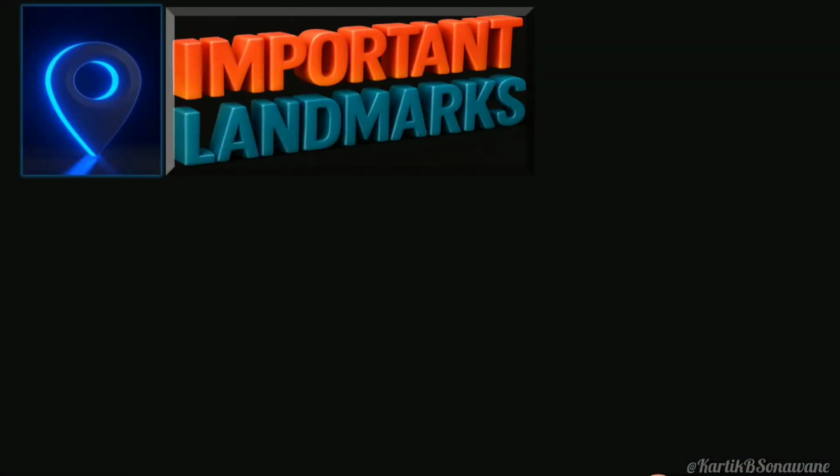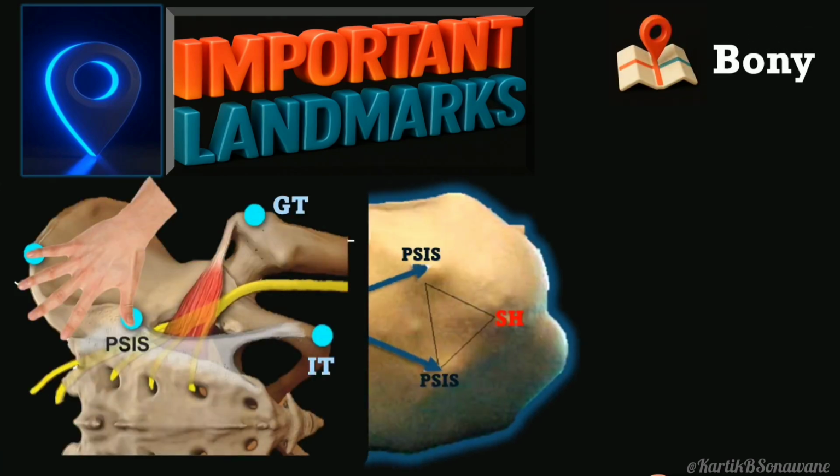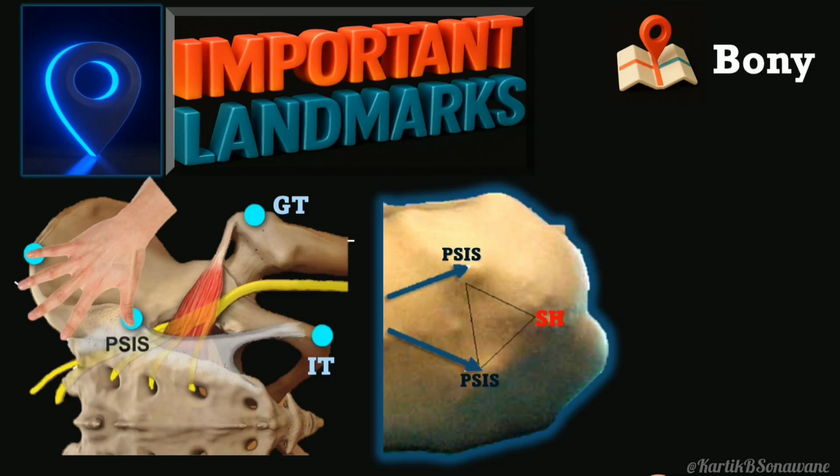For successful block, knowledge of key landmarks is essential. Important bony landmarks include posterior superior iliac spine, iliac crest, greater trochanter, and ischial tuberosity, as well as the sacral hiatus. This helps in needle positioning and ultrasound probe placement at the most likely location of the nerve.